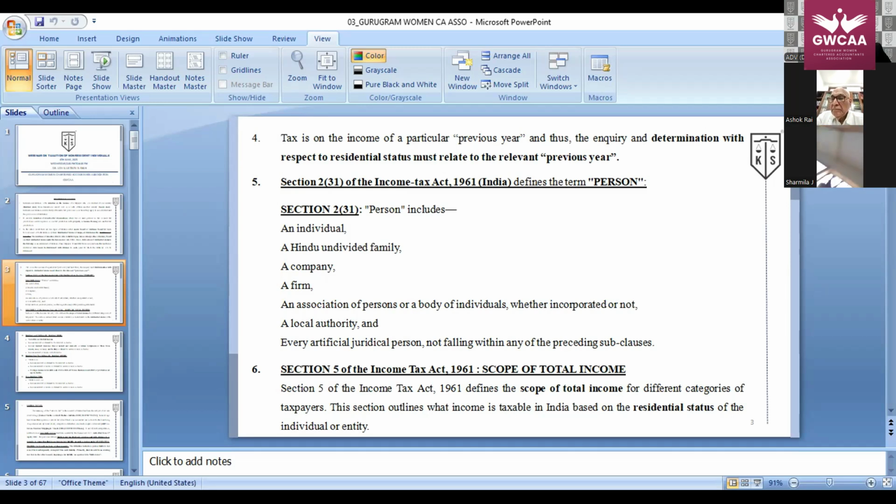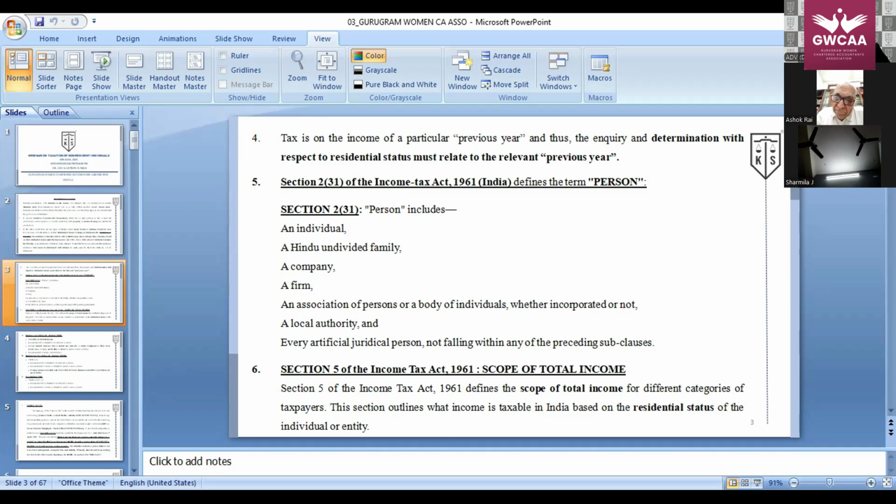Now we have to understand Section 5 of the Income Tax Act, scope of total income. So basically, scope of total income for different categories of taxpayers. This section outlines what income is taxable in India based on the residential status.